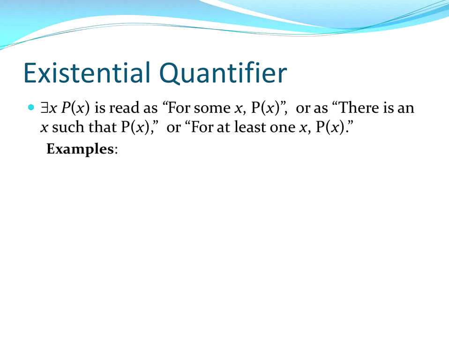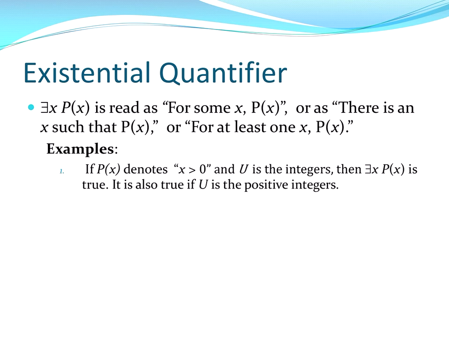All right, so this symbol is read for some x, p of x, or there exists x, p of x, or for at least one x, p of x. And we'll use x is greater than 0 as p of x. Our domain will be the integers. And then there exists x, p of x is true, because we did find one, and there are several for which p of x is true.